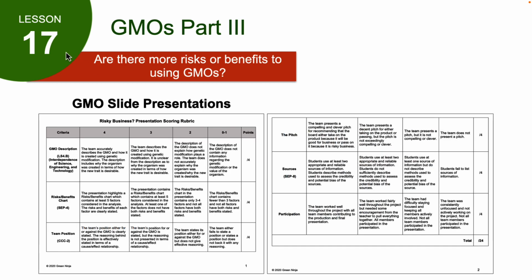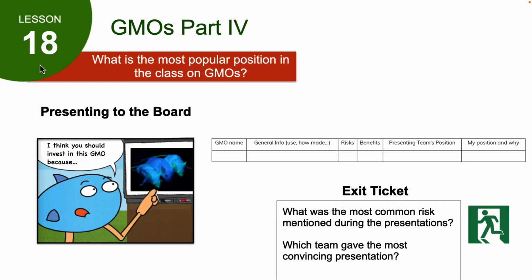In Lesson 17, students work on their GMO pitch presentation. Share the Risky Business rubric, which has criteria for each of the presentation sections, plus a participation score. In Lesson 18, students deliver their pitch presentations. The rest of the students act as the fictional board of investors. It's their decision about which GMOs to invest in.